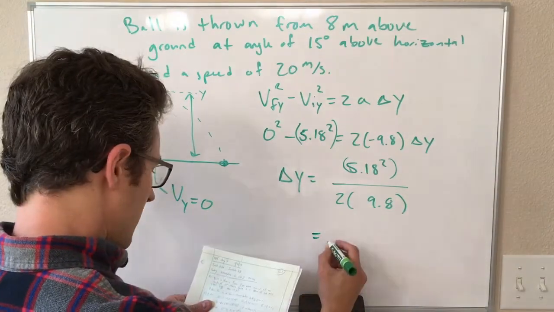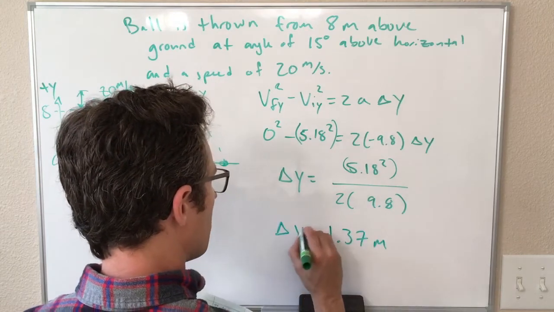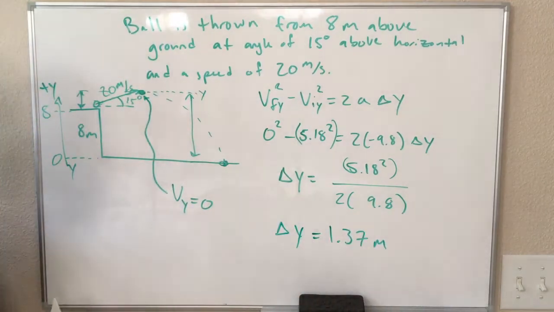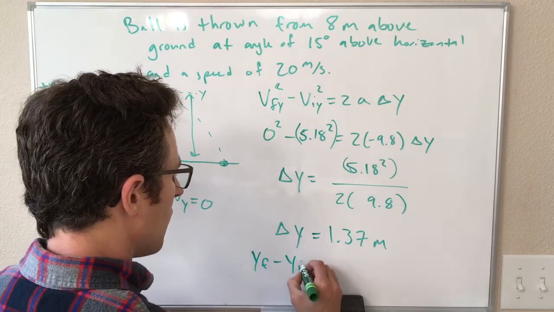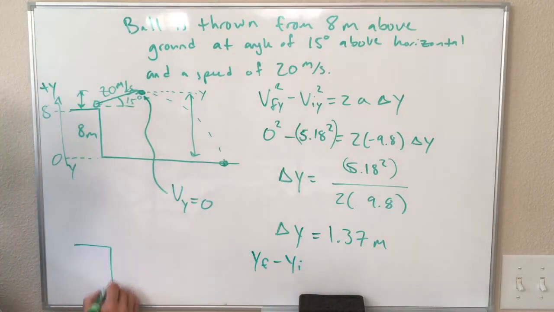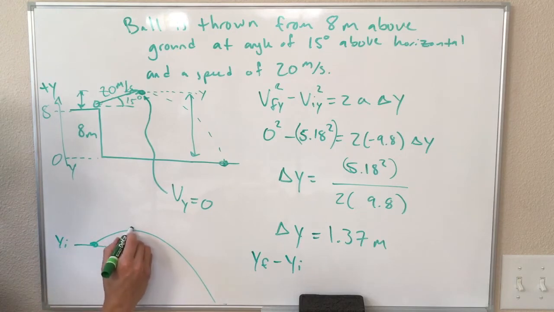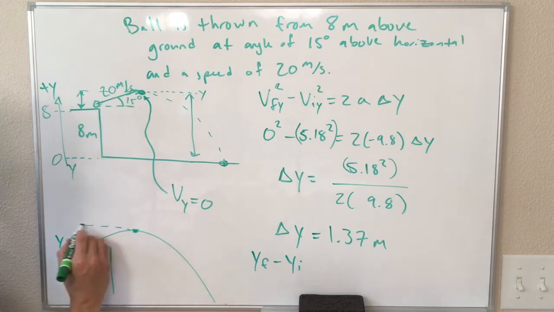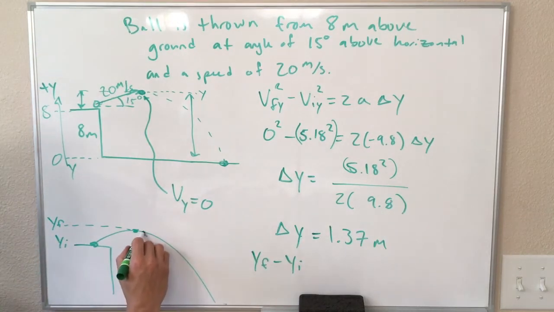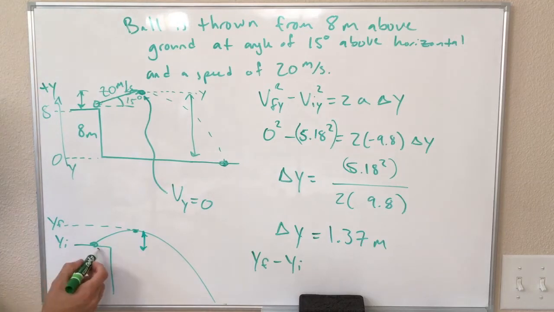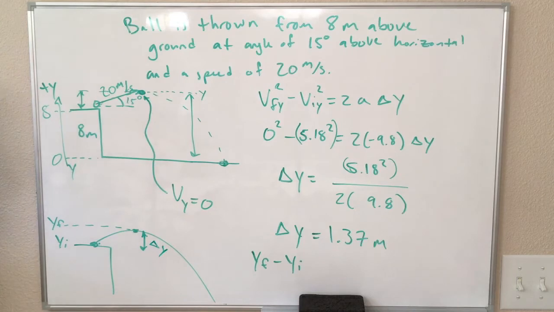And we plug these in and we get delta y equals 1.37 meters. Okay, so what is this delta y that we've found? Well, delta y is y final minus y initial. And here, if I draw our little picture again, this is y initial here. This is y final here, right? So what we have found is the vertical distance between this point and this point. This is what we have just found, delta y.